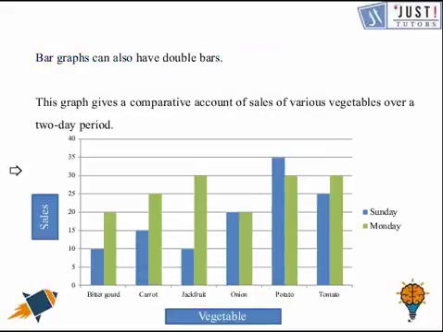There's one more type of bar graph where we use more than one bar to represent data. This type of graph is used to do comparison, when we have to compare two things. Like this graph is representing data of sales of various vegetables over a 2-day period. For example, coming to bitter gourd, the blue bar shows how much bitter gourd was sold on Sunday, and the green one shows how much was sold on Monday. Same applies for other vegetables. So we can compare and work out questions if we have to based on such graphs.